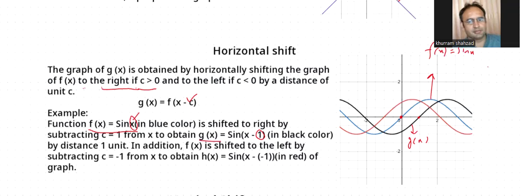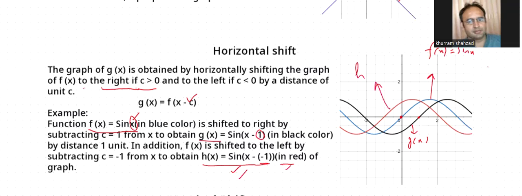Now, if I use negative 1 here, this function will change. The new function will be h of x. So h of x is in the red color in the graph. This is h of x.